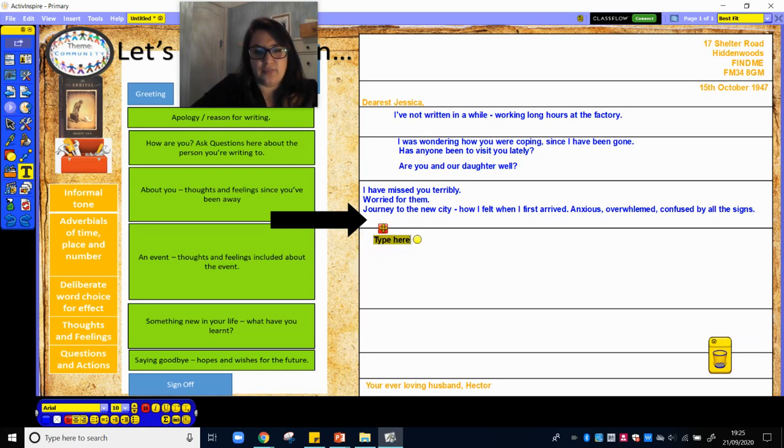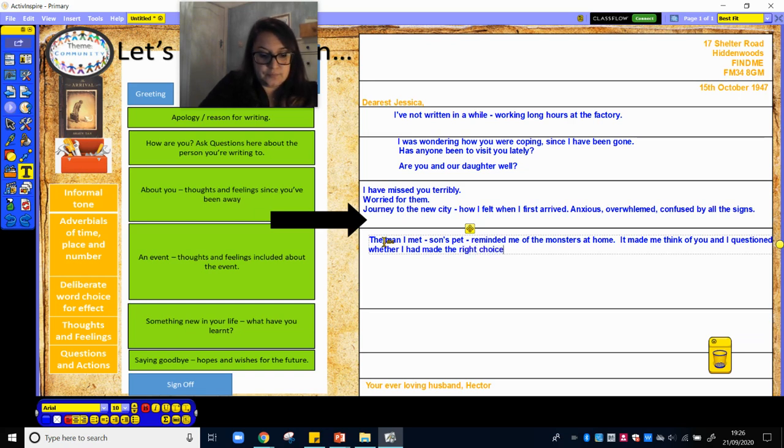An event. Now here I think I'm going to talk about the man I met. His son's pet reminded me of the monsters at home. Okay. It made me think of you. Made me think of you. And I questioned whether I had made the right choice by leaving you there.